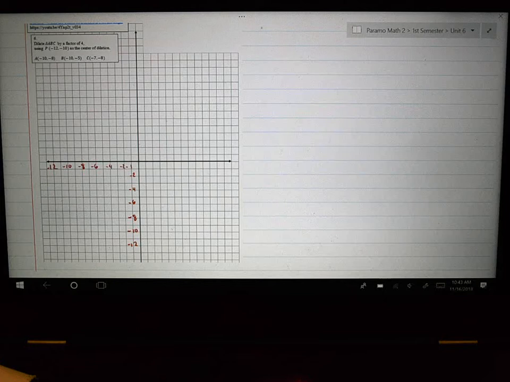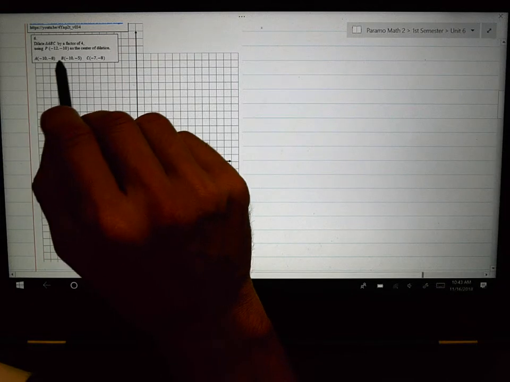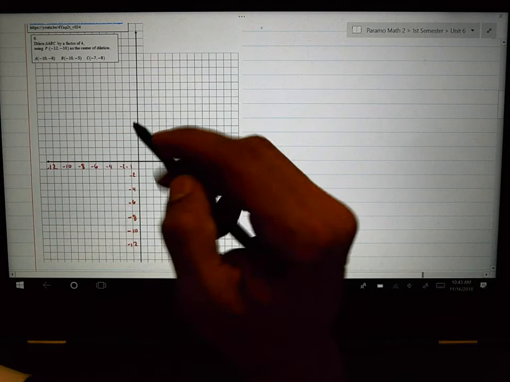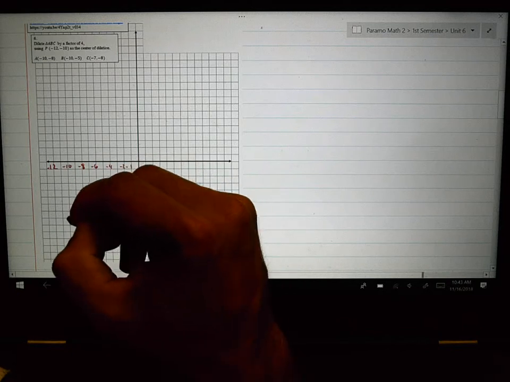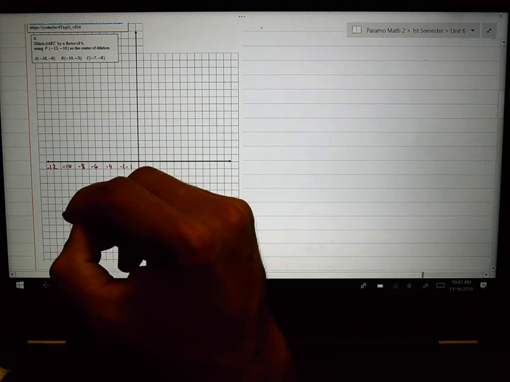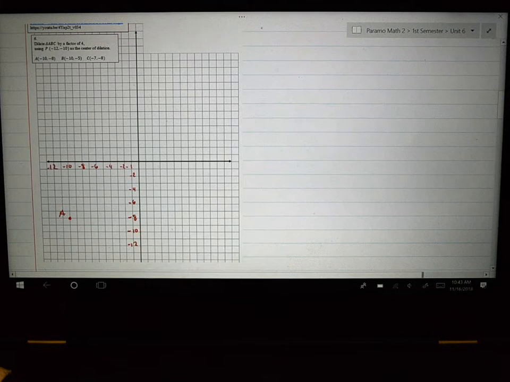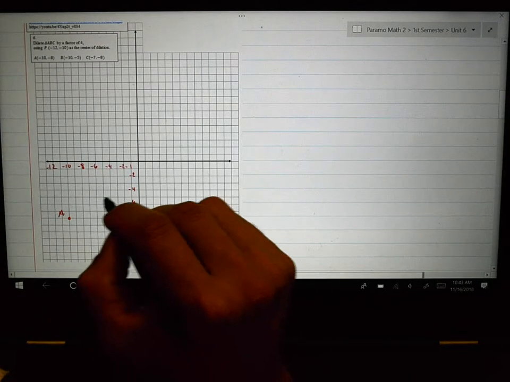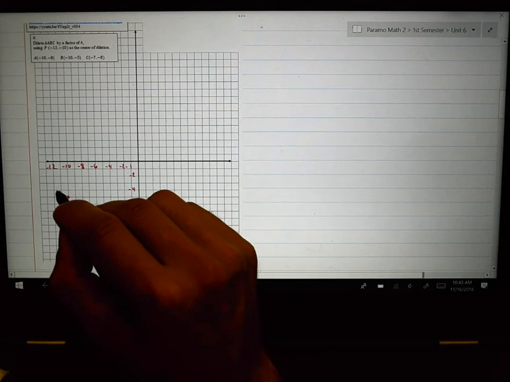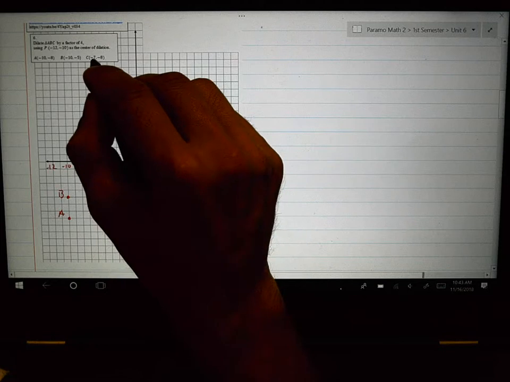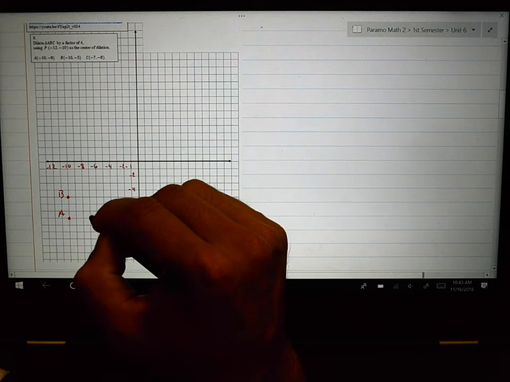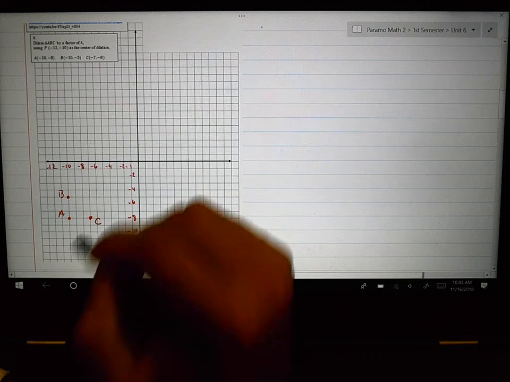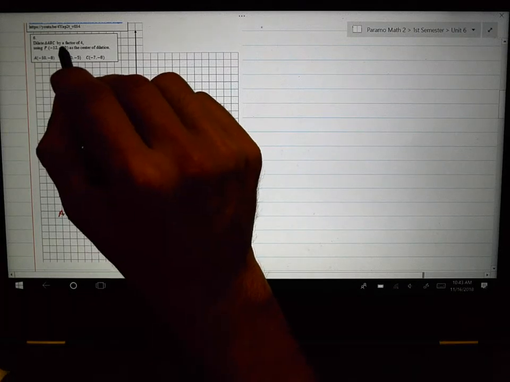Then I'm going to find where A is, where B is, where C is on my graph, and then I'm going to label them. So I'm going to go -10, -8. -10, -8 is right here. I'm going to call that A. I'm going to go to -10, -5, and I'm going to call that B. I'm going to go to -7, -8, and I'm going to call that C. And then I'm going to go find P. P is at -12, -10.